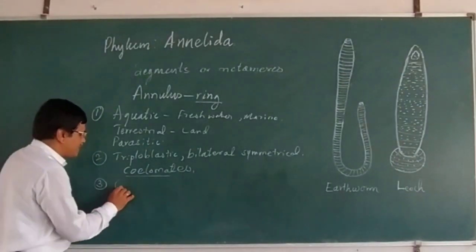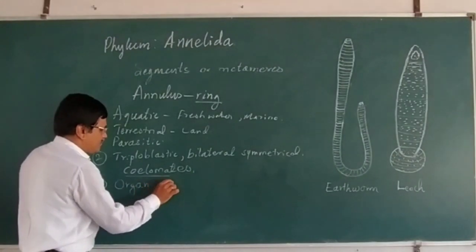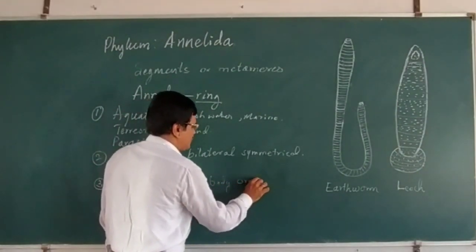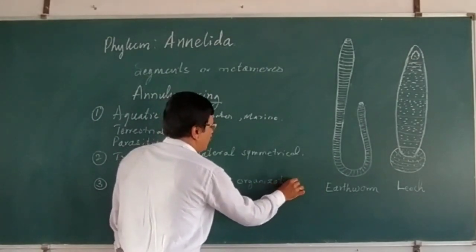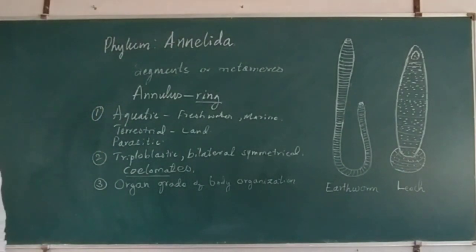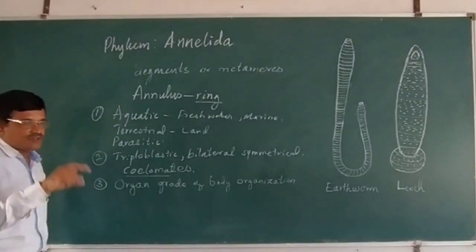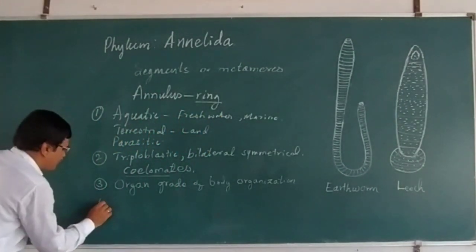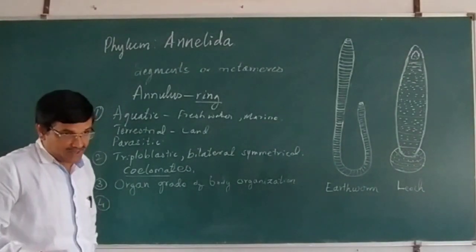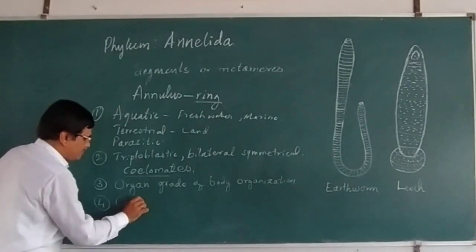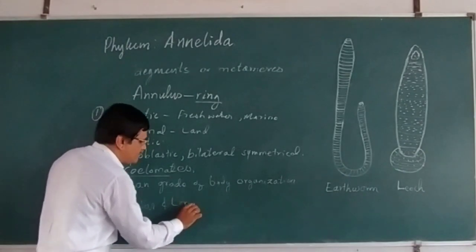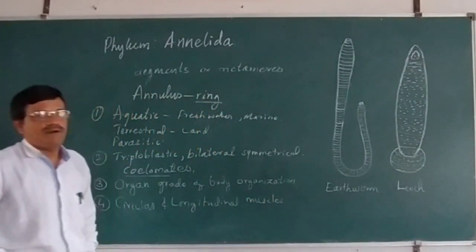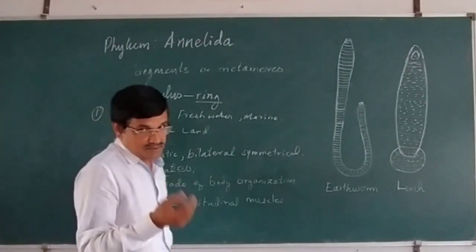Next, annelids exhibit organ grade of body organization. Organs and organ systems are found in the body of annelids. Then the body wall as well as organs contain circular and longitudinal muscles or muscle layers, which help in locomotion.